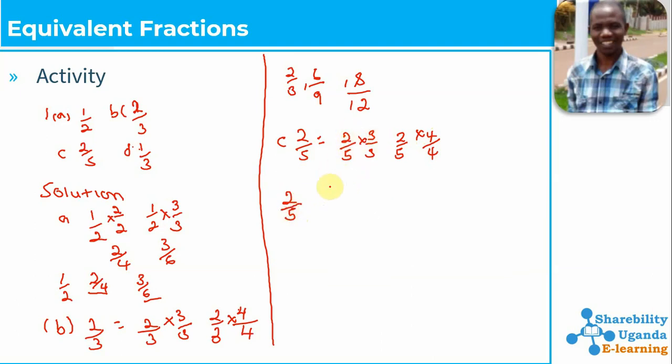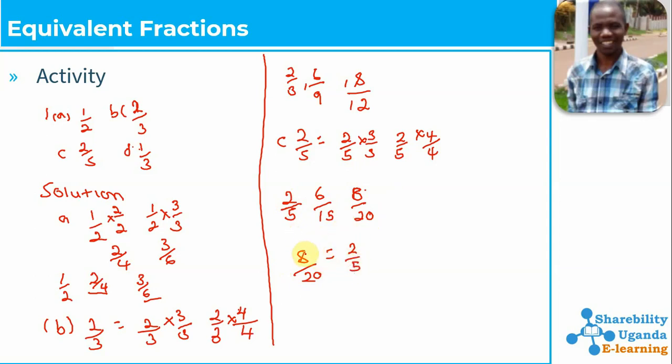This 2 times 3, we shall have our 6, then 3 times 5 is going to be 15. Then we have our 2 times 4, we shall have our 8 out of 20. So these numbers are still equivalent to 2 out of 5. How can we prove that? If we have our 8 out of 20, it is the same as 2 out of 5.